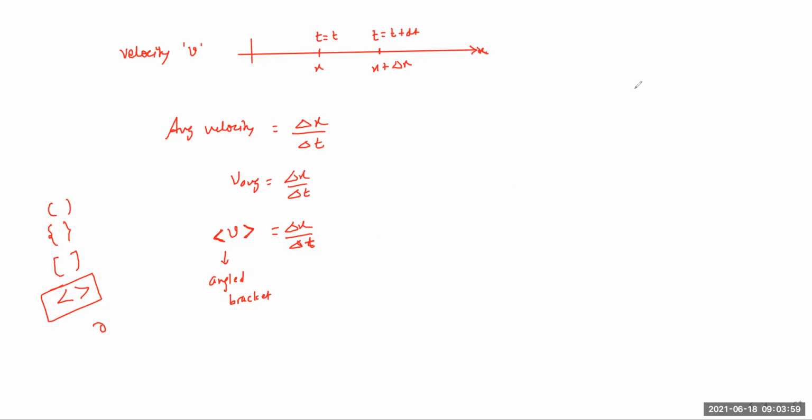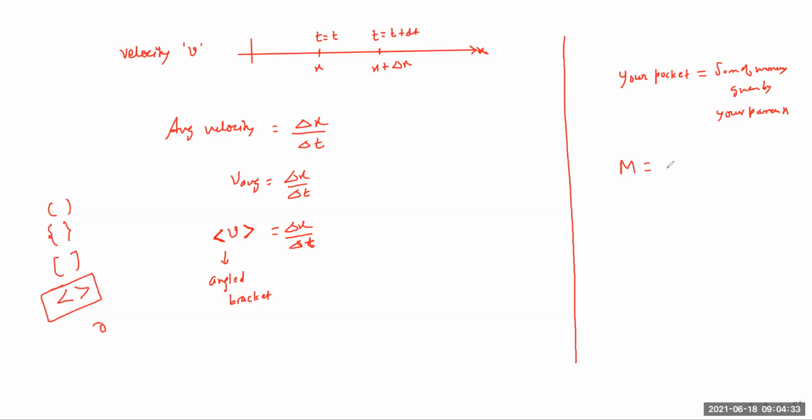Okay, I'll tell you like this. Imagine your pocket money is equal to the sum of money given by your parents. Let's say the contribution to your pocket money is M. Okay, I'll make it something different. Let's say I'm taking this as Y.